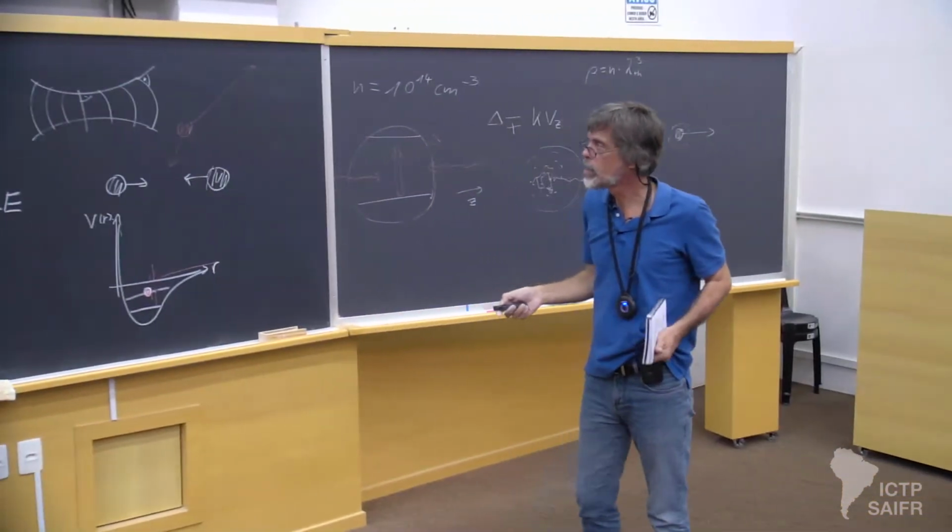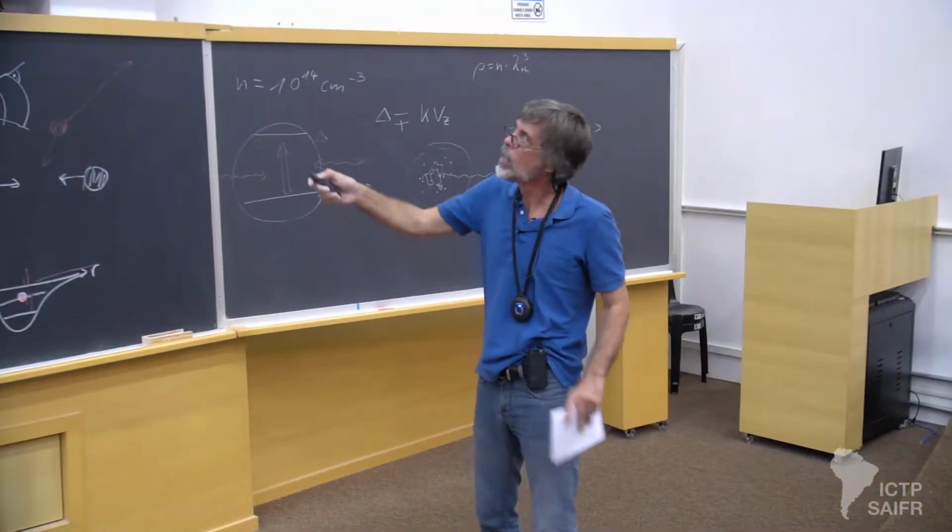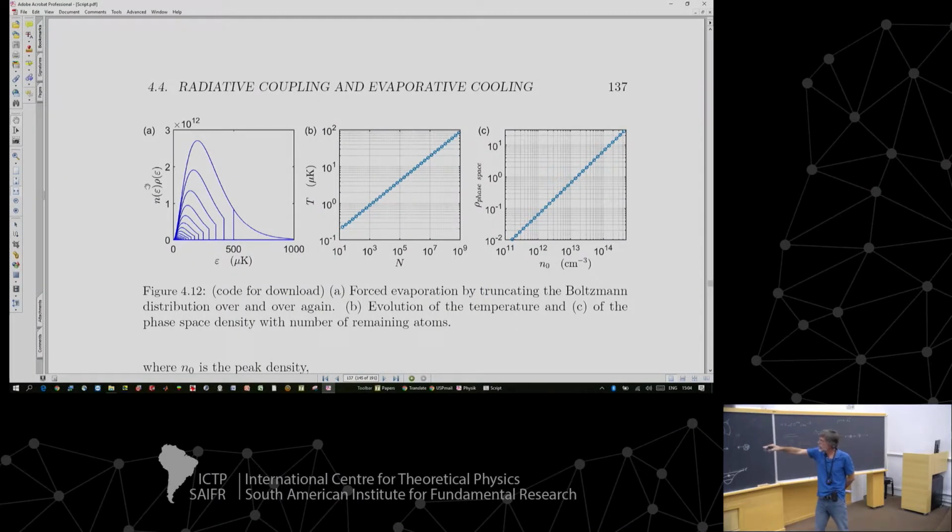I already mentioned this in a previous lecture. What you do by truncating this distribution is nothing else than what I've illustrated here. You take all the atoms which have an energy above some certain limit, and you just take them away. So you truncate your Boltzmann distribution, and you're left with a distribution which looks like this. Here it's truncated.